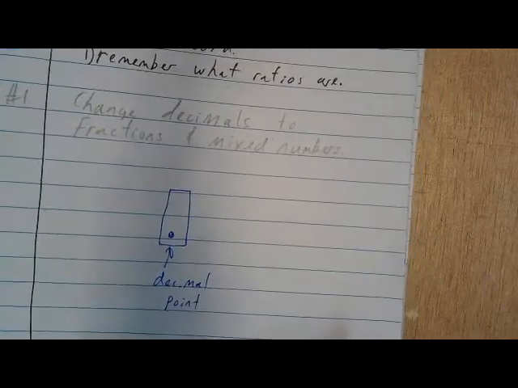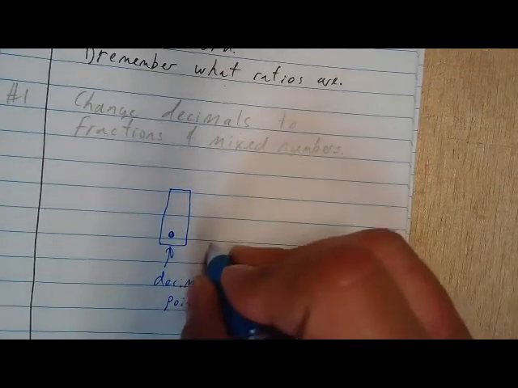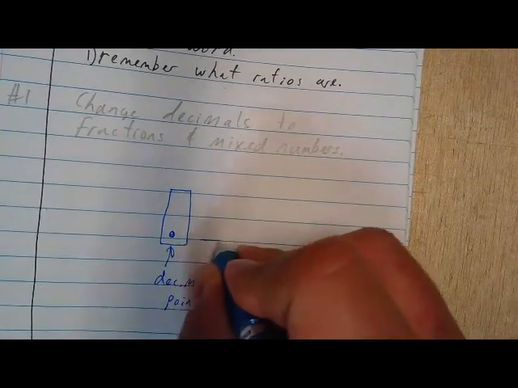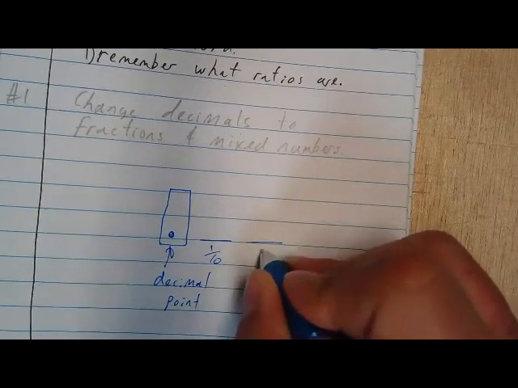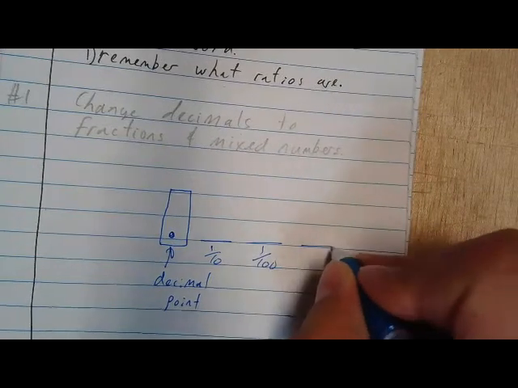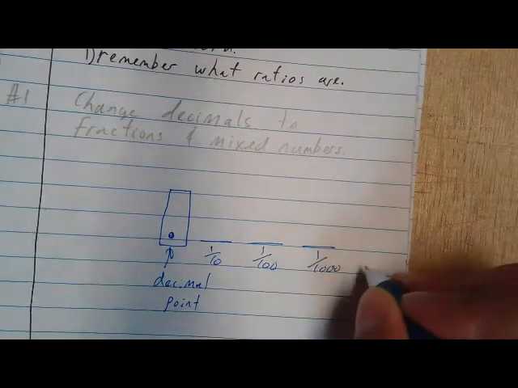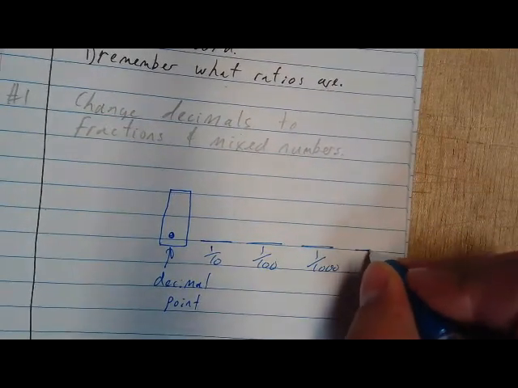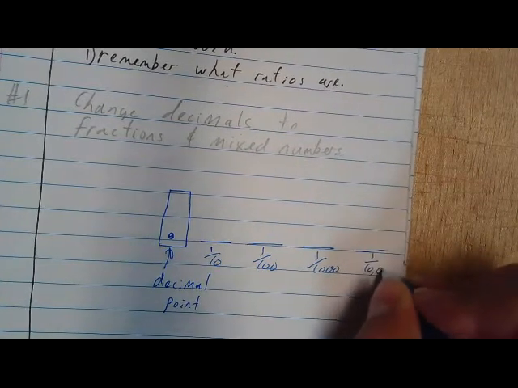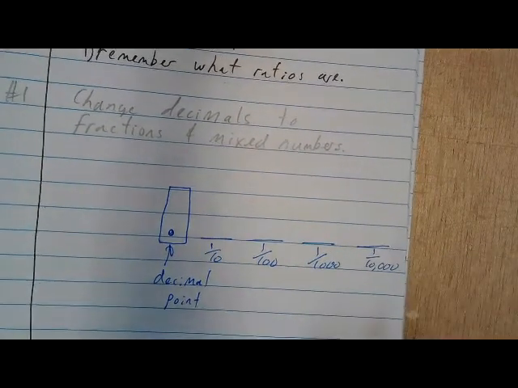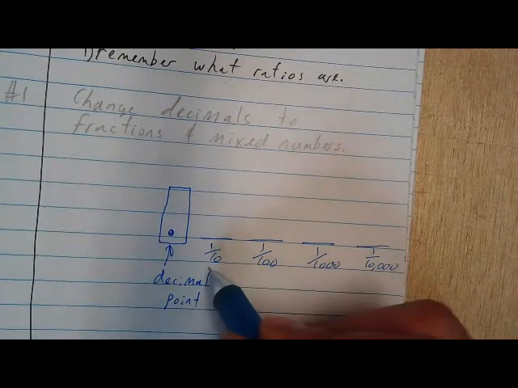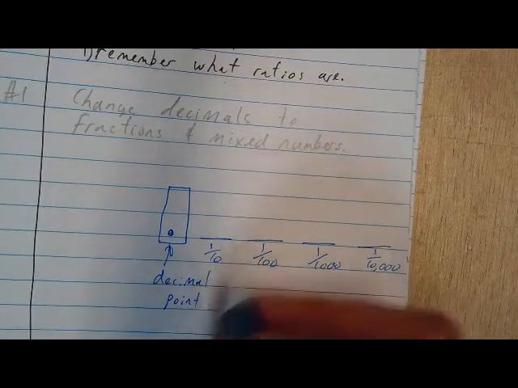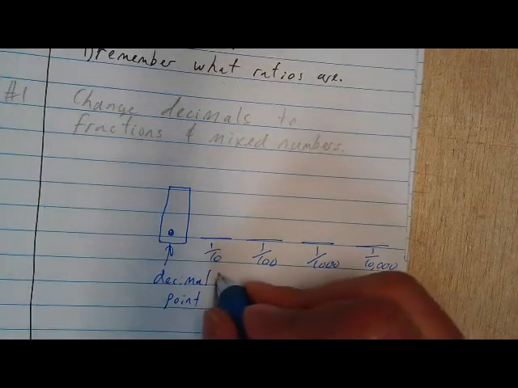So it all starts there. Okay? And then going to the right, we have 1/10, 1/100ths, 1/1000ths, and so forth and so on, 1/10,000ths. Okay? What's going on is the value gets smaller. Okay? You're actually dividing by 10 as you go to the right.